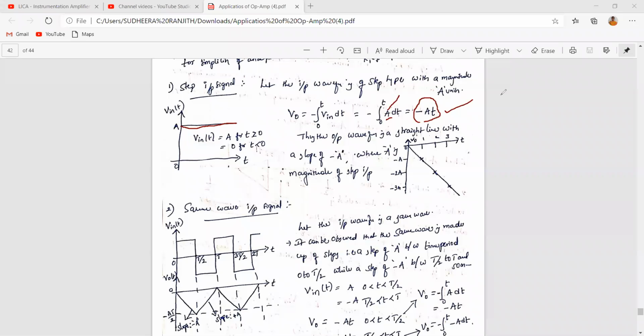Right, your Vin is A at t greater than or equal to 0. What is V0? Minus A into t. The negative sign means it is 180 degrees out of phase, as we said, because it is an inverting integrator.